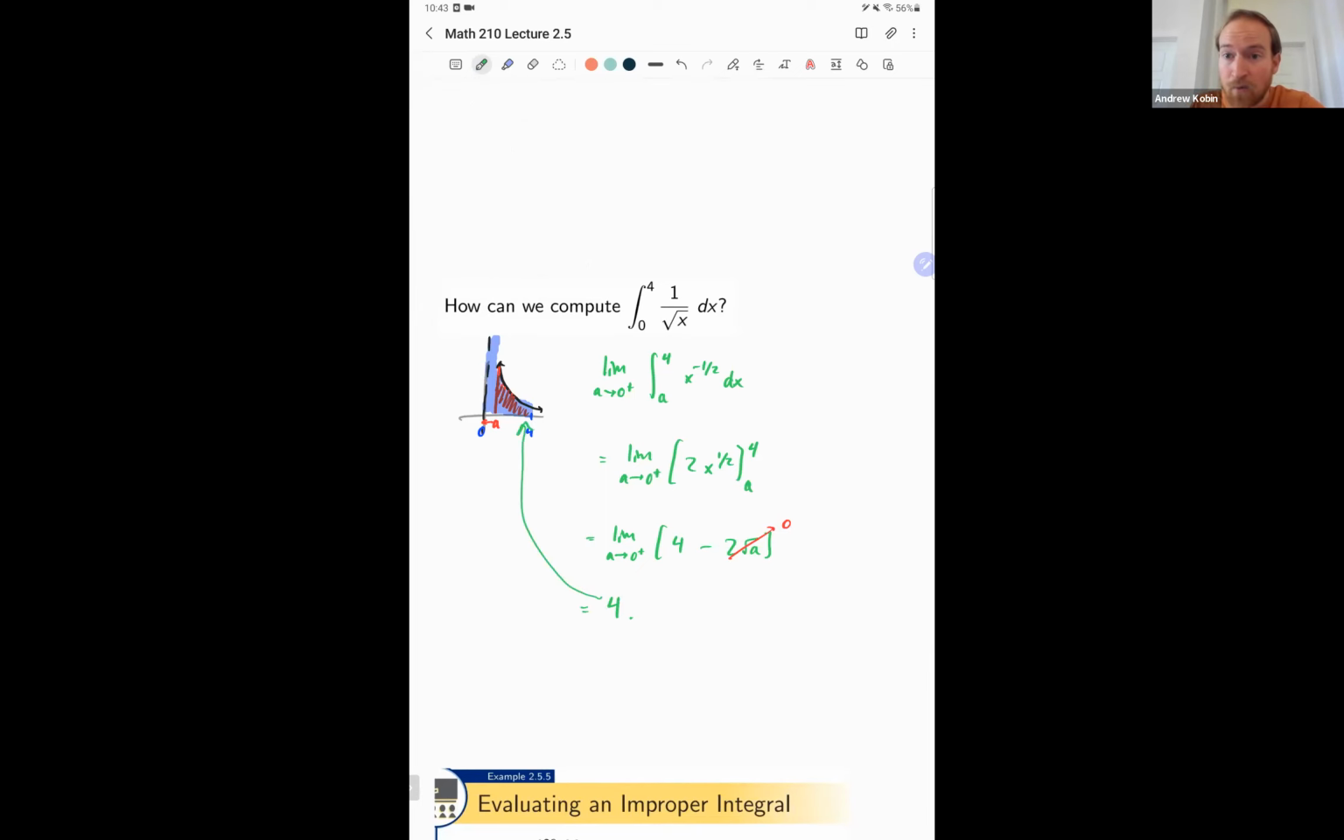It has an area of 4, even though it stretches infinitely up the y-axis vertically. We can still say that it has a finite area of 4, if we make sense of it as the limit of these finite integrals, these finite areas shaded in red, as a slides to the left. So this is what we mean by an improper integral with a vertical asymptote.